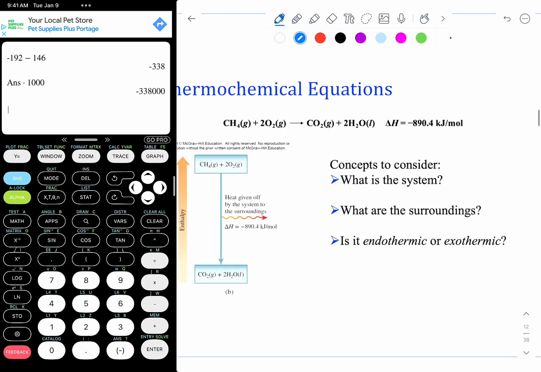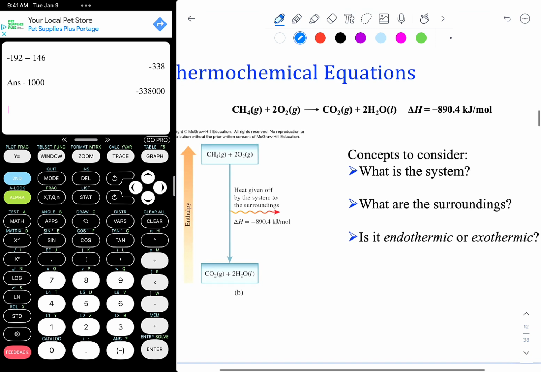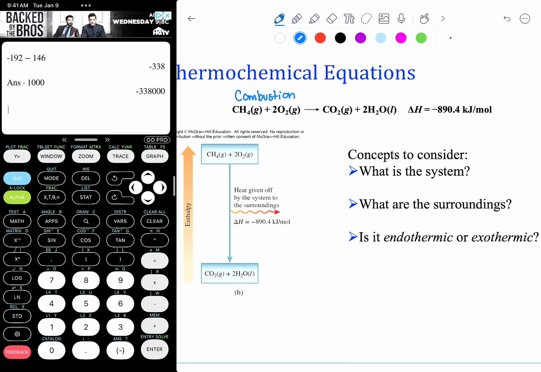Here we're looking at methane reacting with oxygen gas, creating carbon dioxide and water. This is a combustion reaction. If you remember from Gen Chem 1, this is a combustion reaction. We're taking a carbon-containing compound, reacting it with oxygen gas, and creating carbon dioxide and water. So we have our balanced chemical equation here, as well as our value for enthalpy, which in this case is negative 890.4 kilojoules per mole.